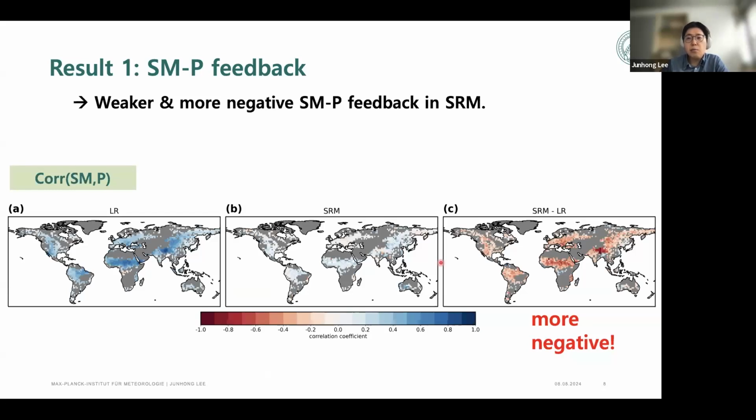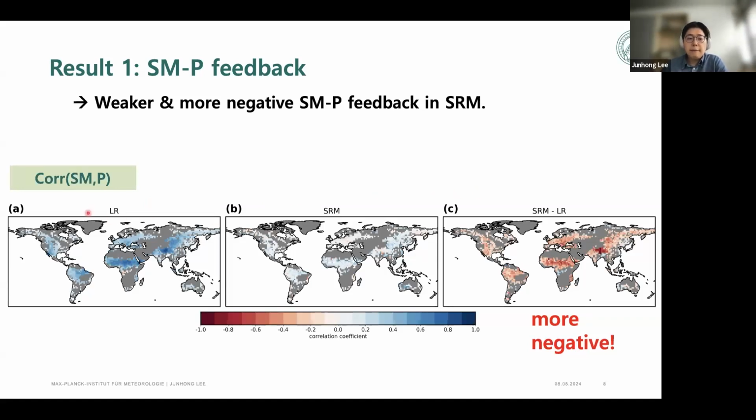Firstly, I look at soil moisture precipitation feedback, and we found weaker, less positive, and more negative SMP feedback in the storm resolving simulation than in low resolution with convective parameterization. The plots are the correlation coefficient between soil moisture and precipitation. I plot the low resolution run on the left-hand side, the middle is the storm resolving simulation, and the right is their difference.